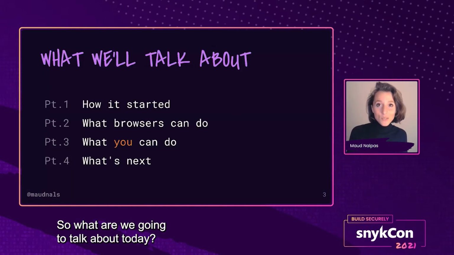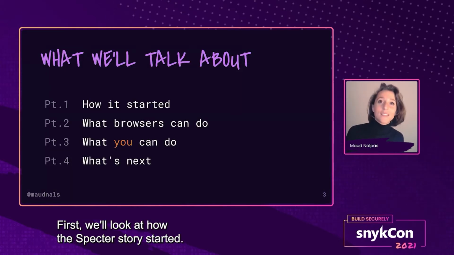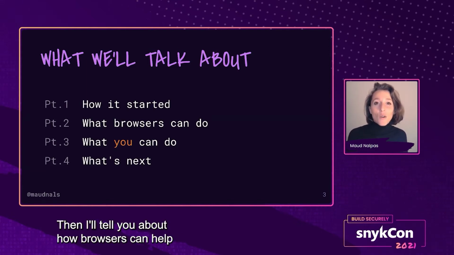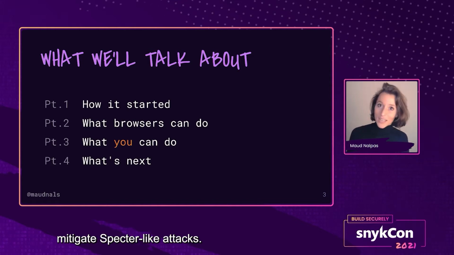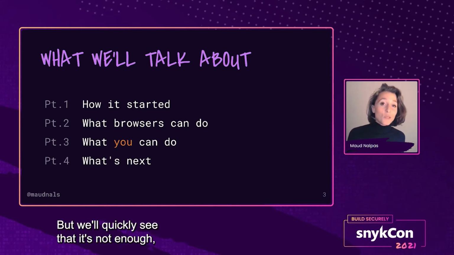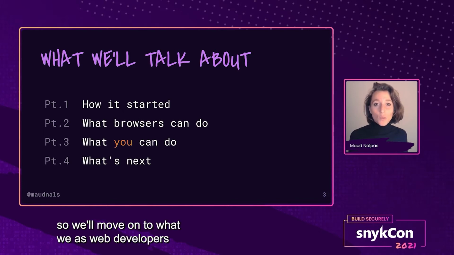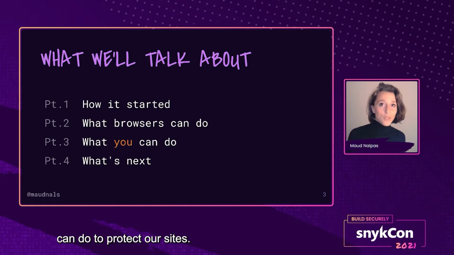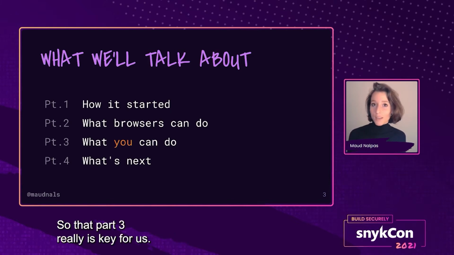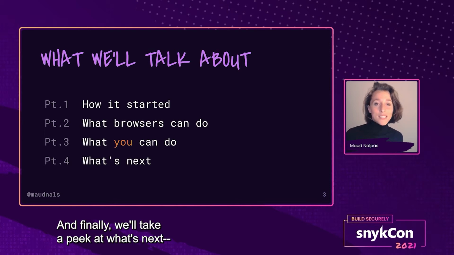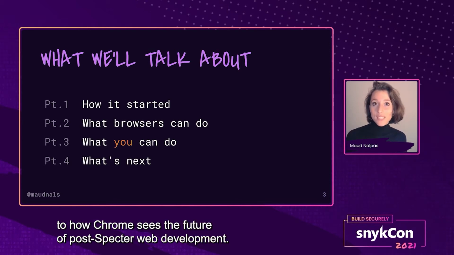So what are we going to talk about today? First, we'll look at how the Spectre story started. Then I'll tell you about how browsers can help mitigate Spectre-like attacks. But we'll quickly see that it's not enough. So we'll move on to what we as web developers can do to protect our sites. That part 3 really is key for us. And finally, we'll take a peek at what's next, so how Chrome sees the future of post-Spectre web development.